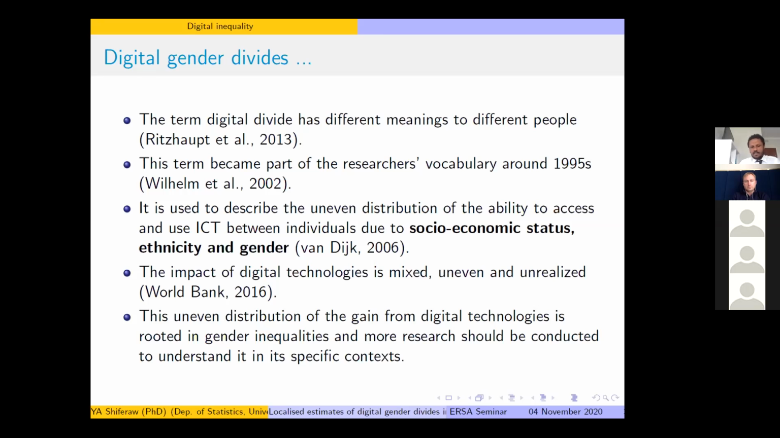This uneven distribution of the gains from digital technologies is rooted in gender inequalities, and more research should be conducted to understand it in its specific contexts.